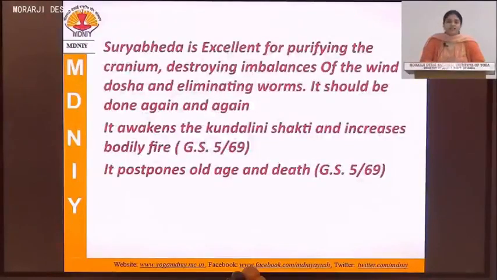Now this is excellent for Vata related disorders. This is excellent for increasing heat in the body, fire in the body, because it is Suryabhedi. It activates the Surya Nadi, Pingala Nadi. So this should be done for Kundalini Shakti also. It can postpone old age and death. It is mentioned in yogic text, but it is also very good for eliminating warmth from the body. Basically all the Vata related disorders, this practice is very beneficial. Hypertensive patients should be very careful about this practice.